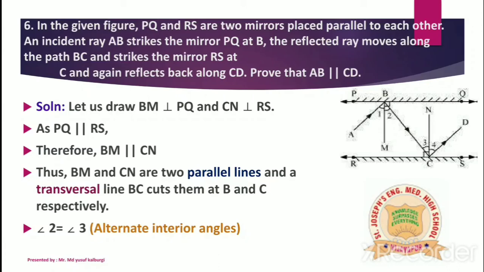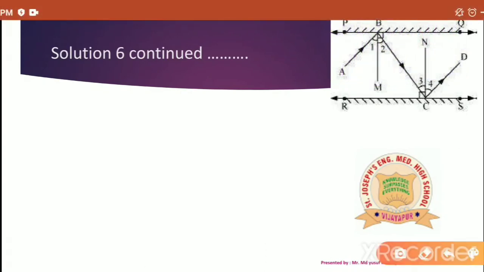In the next slide we are going to see how all these angles are equal. Just observe the figure now. Is angle 1 equal to angle 2? How can we say that they are equal? We have the law of reflection: whenever a ray is incident on a plane and gets reflected back, the angle of incidence is always equal to the angle of reflection. So angle 1 is the angle of incidence and angle 2 is the angle of reflection. Therefore angle 1 is equal to angle 2. Similarly, angle 3 is also equal to angle 4.